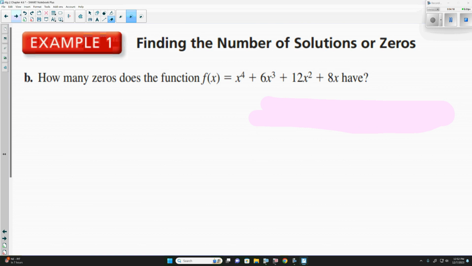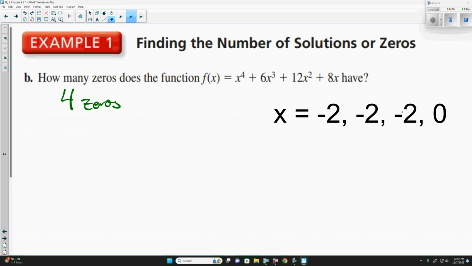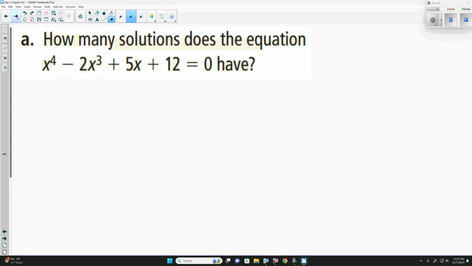How many solutions does this one have? 4 zeros, or 4 solutions. We don't have to find them, but if we did, the solutions are negative 2, negative 2, negative 2, and 0. So it has 4 zeros. It has 4 solutions. How many solutions does this one have? So this one here has 4, because the degree is 4, so if the degree is 4, it has 4 solutions.